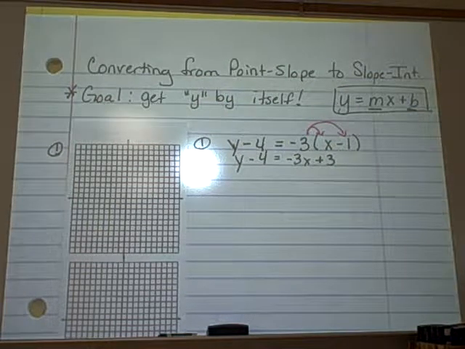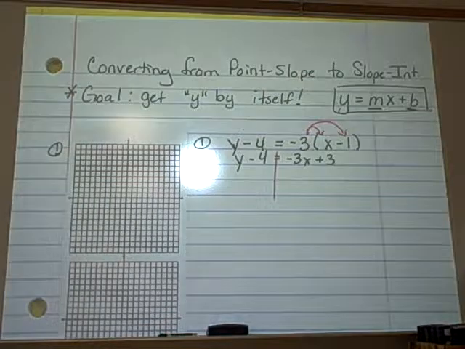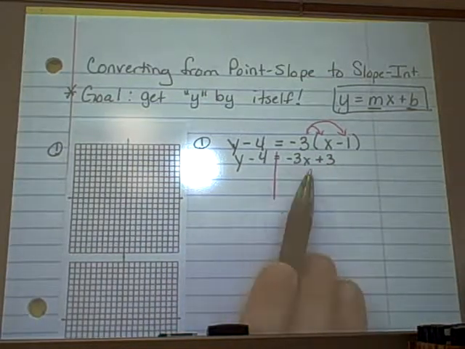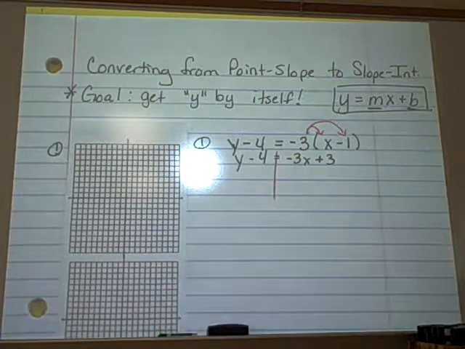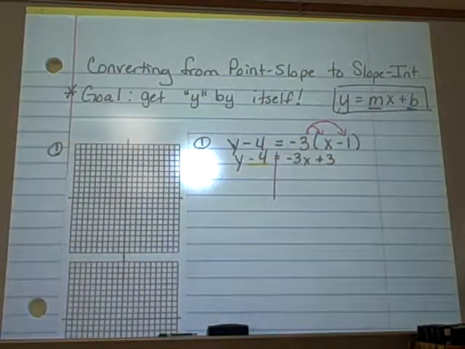I want y all by itself. What is the only thing that's in my way? What's the only thing that's not where it's supposed to be? Because this almost looks like y equals mx plus b. That looks like mx plus b, except for this little thing right here. This minus 4 is not in the right spot. I need that moved. Since it's subtracting, what's the best way to unwrap that? What's the best way to move it to the other side? Just like we did in equations.